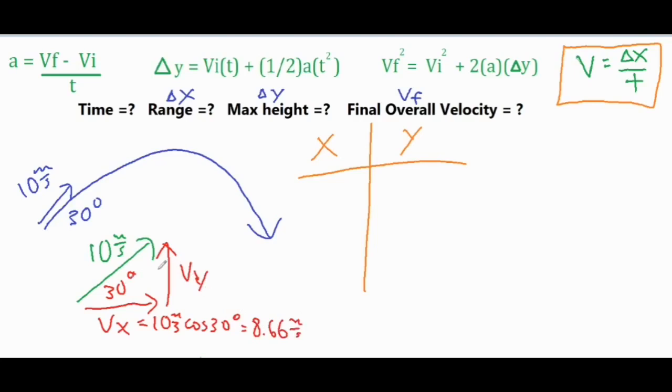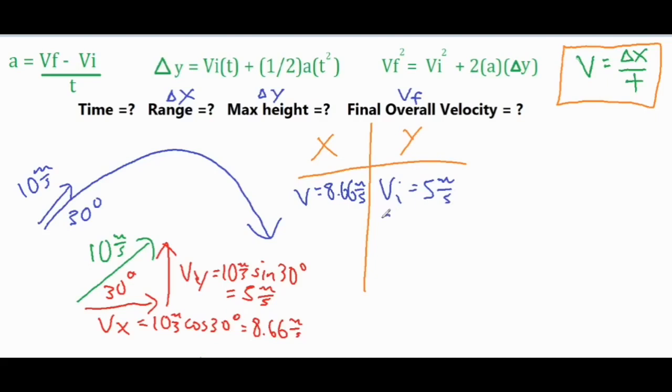For our y side, it's opposite the 30-degree angle, so we're going to want to use sine for that one, 10 meters per second times the sine of 30 degrees, and that's going to give us 5 meters per second. So we can go ahead and place those two into our x and y column. We have a velocity of 8.66 meters per second and an initial velocity of 5 meters per second. On the left side, I didn't have to write a VI or VF because it's a constant velocity. It's not changing, it's 8.66 the entire time. But on the y side, that is my initial value.